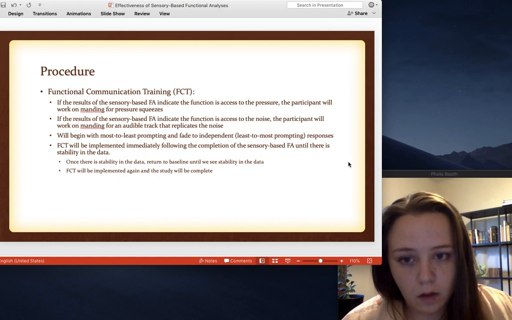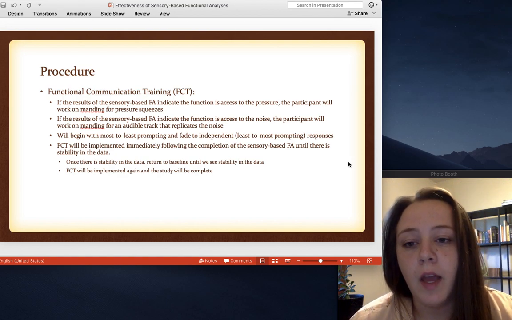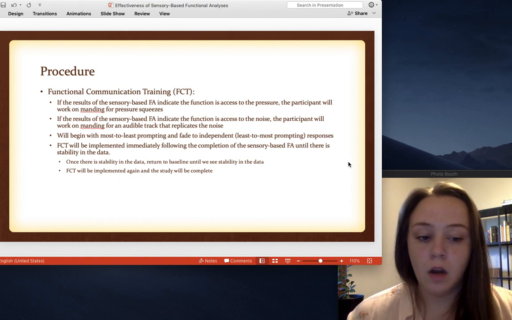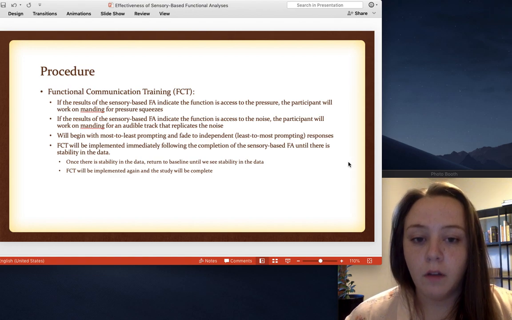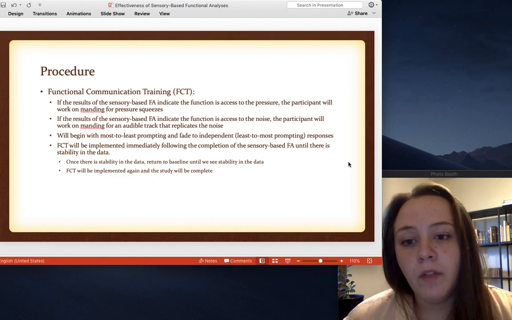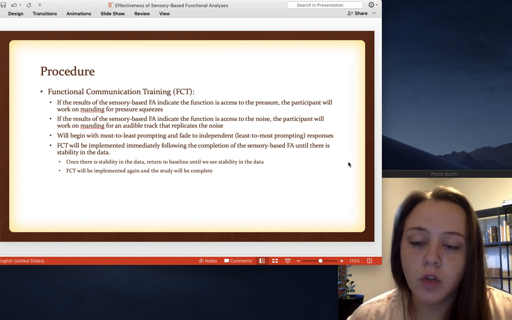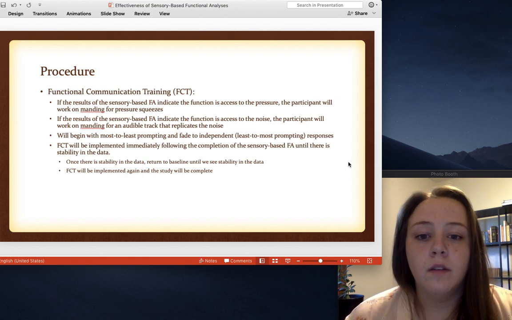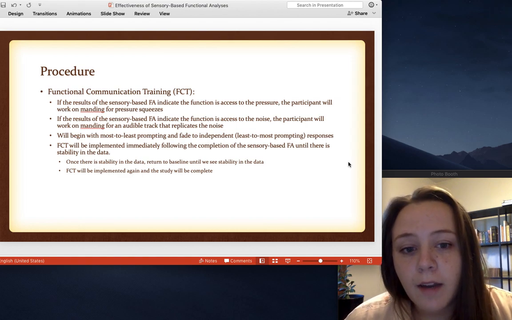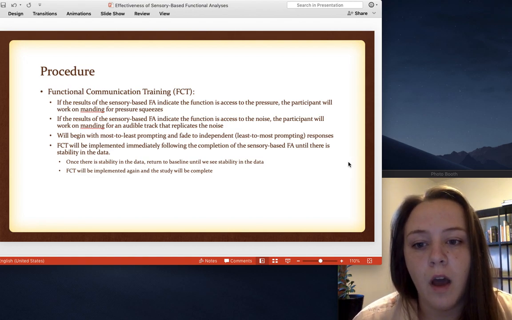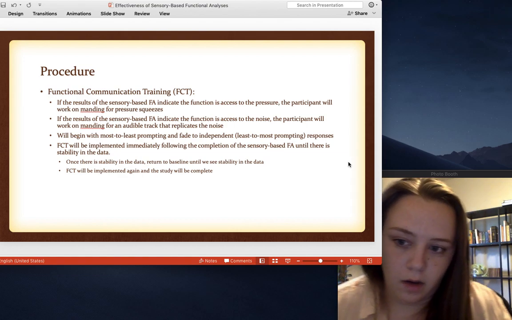And then based on the results of the sensory-based FA, we would complete functional communication training, which would be our function-based training or treatment for the self-injurious behavior. So if the results of the FA indicate that the function is access to pressure, which would be determined through the numbing cream, then the participant would work on manding for pressure squeezes. If it was access to noise that was identified, then the participant would have the FCT focus on manding for an audible track that would replicate that noise.